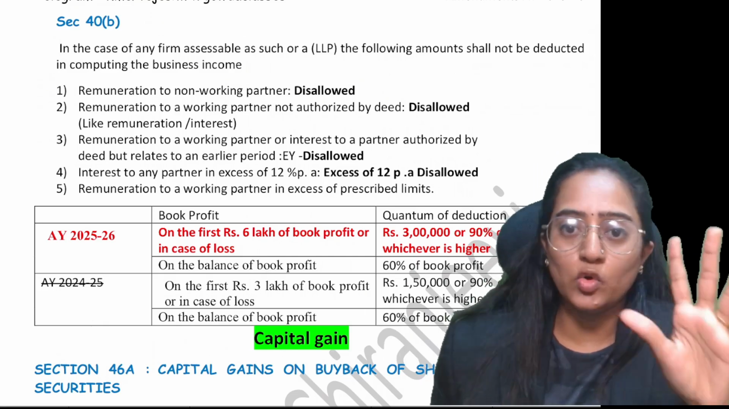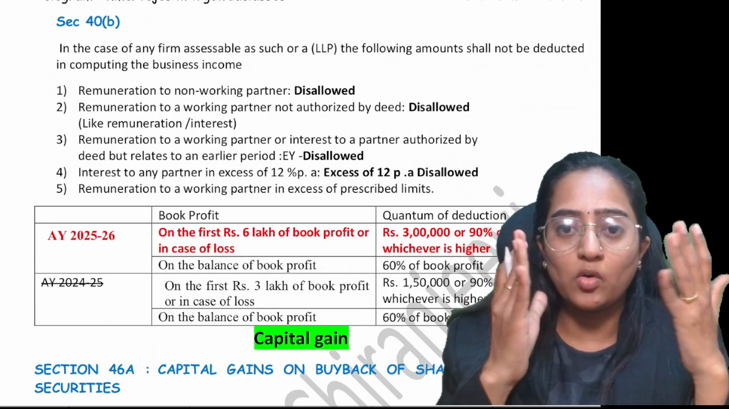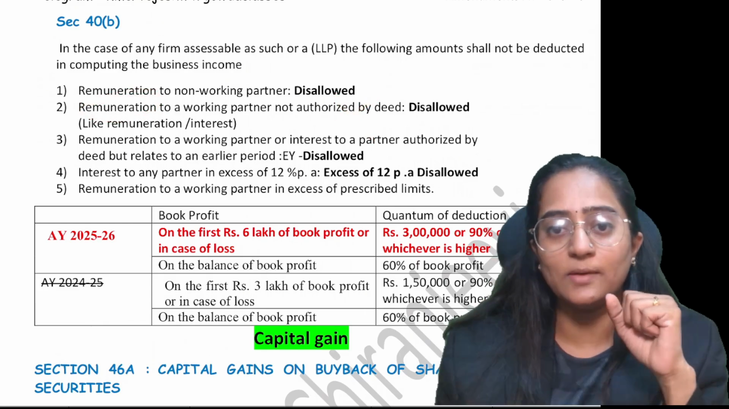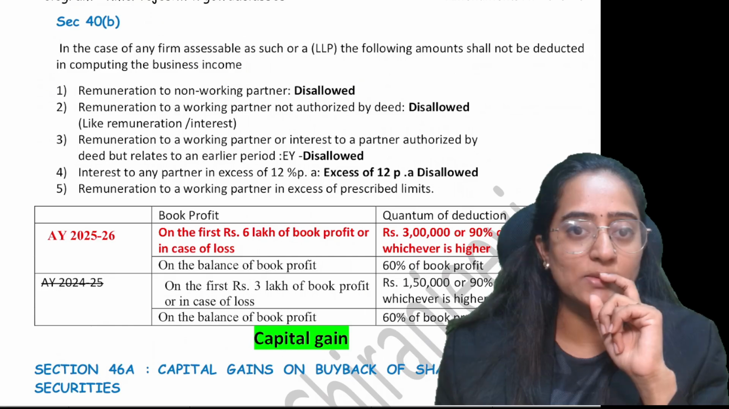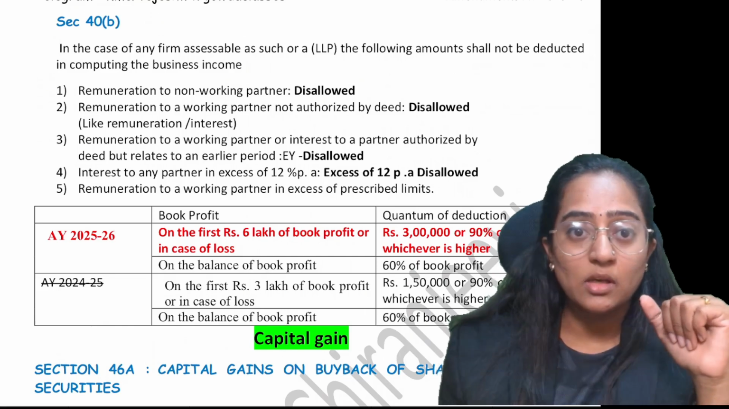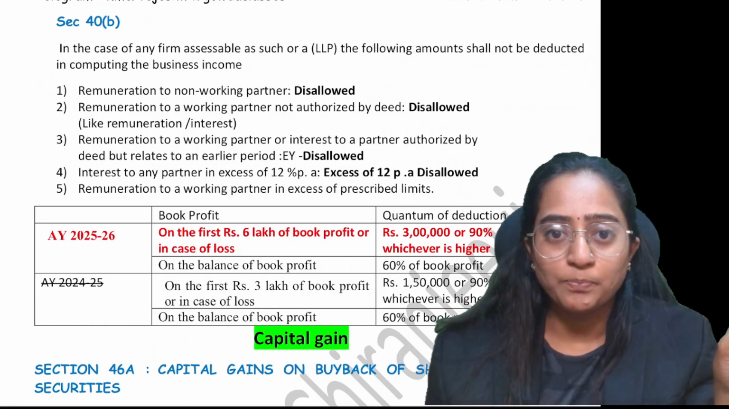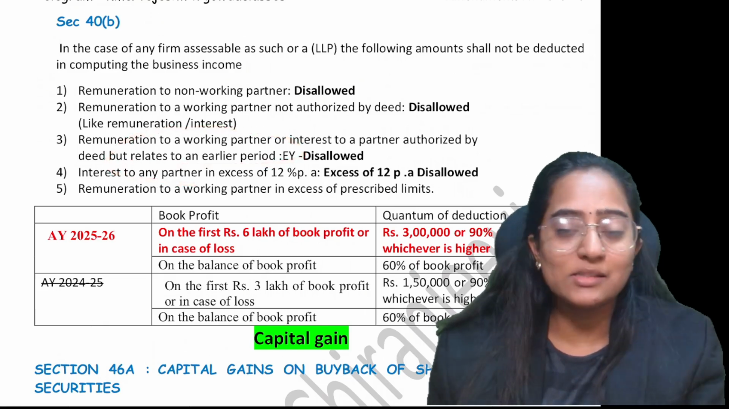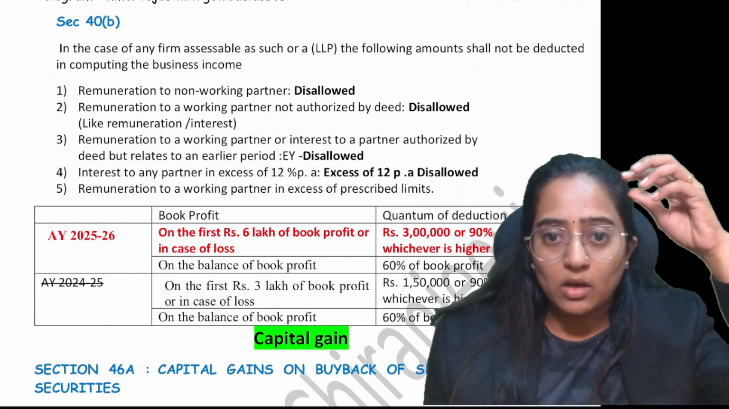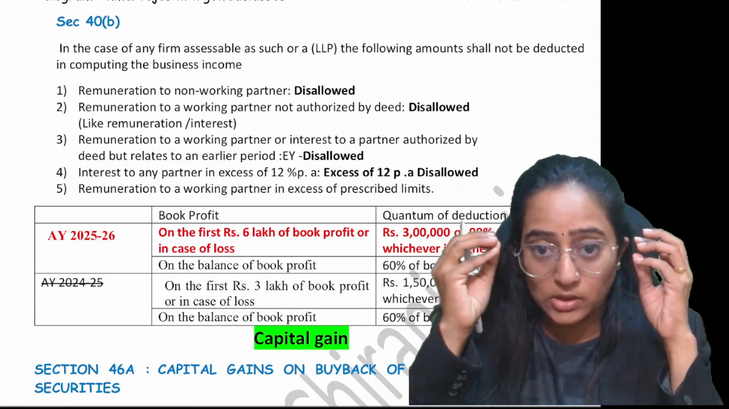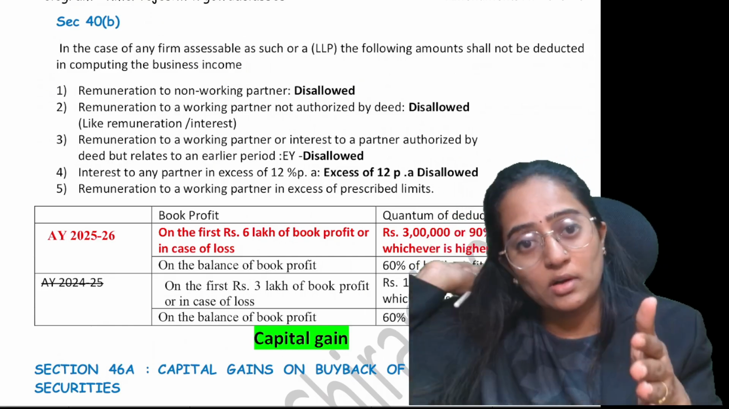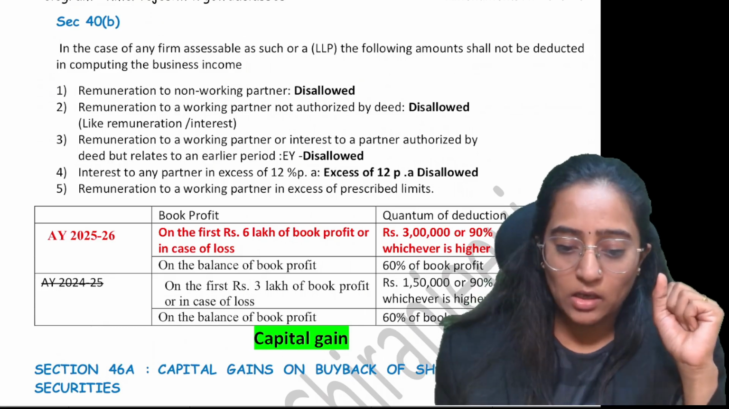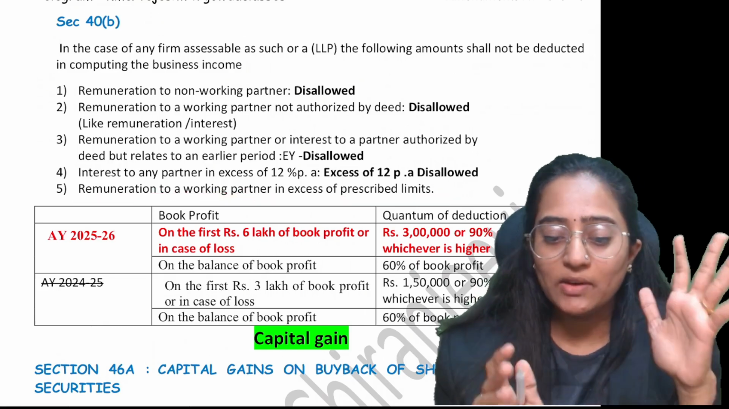And you have another partner. Good fellow is a working partner over there, but you are not recognizing it in the deed. Whatever remuneration that you are paying, you have not recognized in the deed. Again, disallow. You will not be allowing it under income tax. Now what happens? That fellow is a good working partner, and you have authorized the deed also, but it relates to an earlier period. It doesn't relate to the respective year. It is recorded as per some earlier years. That will be disallowed. Clear?